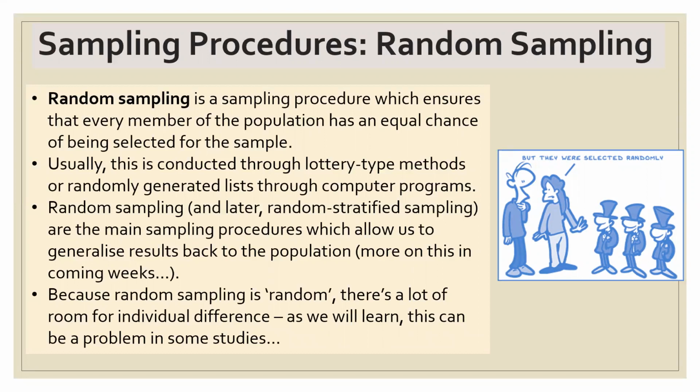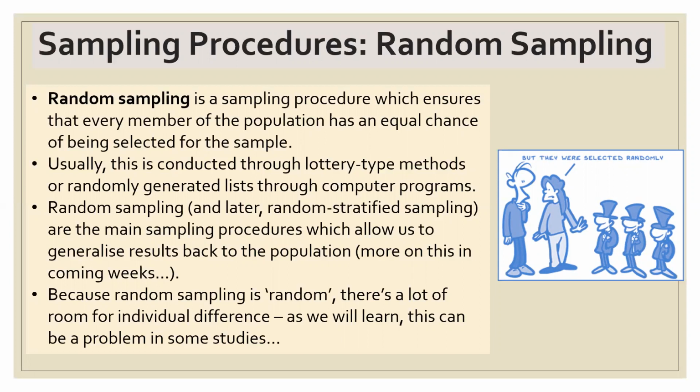Random sampling is the procedure that ensures that every member of that population, or every person, has an equal chance of being selected for the sample, because you are sampling at random. You're doing random selection there in the sense that everyone does have an equal chance. No one is more likely to be in the sample than someone else.